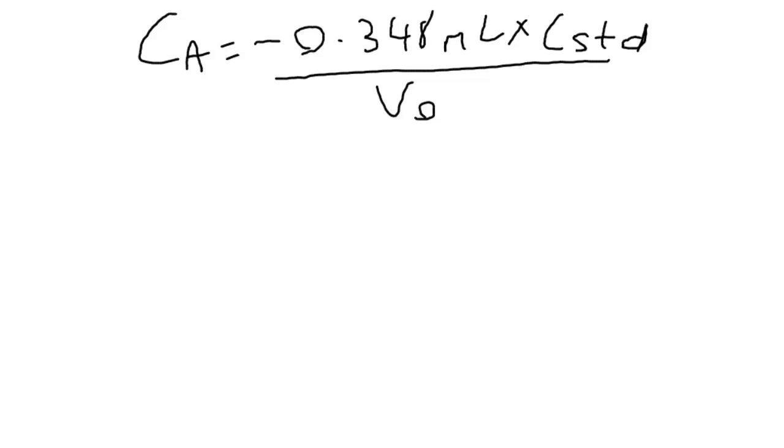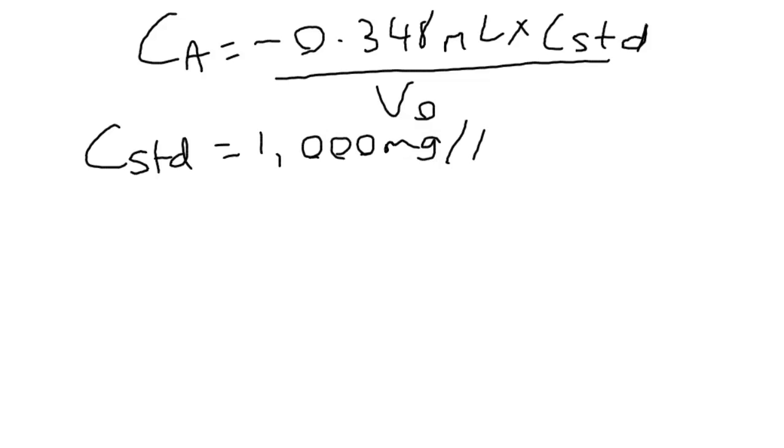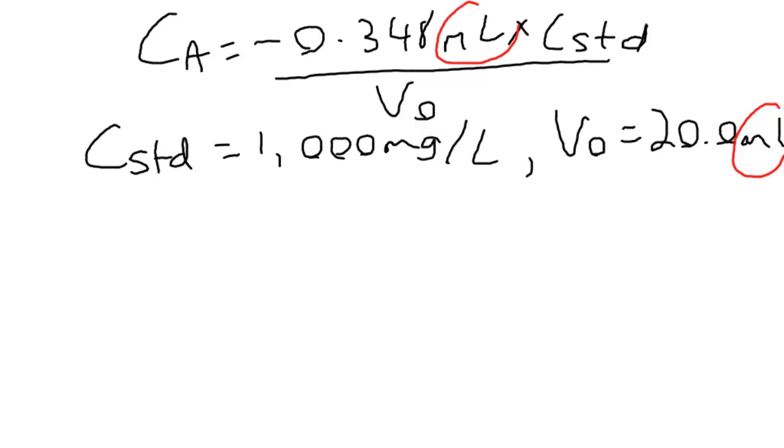Now let's say for this particular example that our standard concentration is 1000 milligrams per liter, or parts per million, and the volume of the sample is 20 milliliters. We're going to try and keep these units consistent, so we have milliliters here and over here, so they're going to cancel out, and we'll end up with an answer for concentration which is milligrams per liter. And we'll just do that calculation.